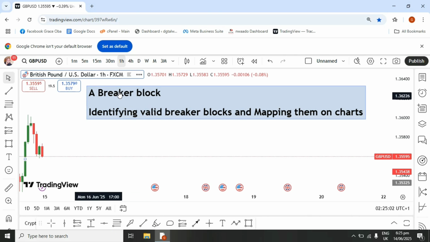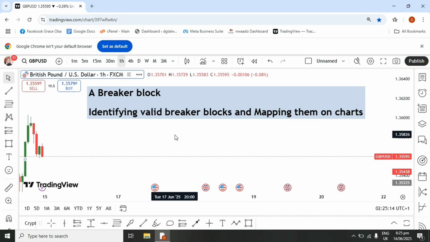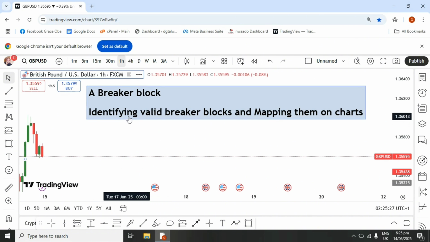Now, let's start by defining a breaker block, right? A breaker block is simply a failed order block. Just take it that way. That's a simplified definition. It is a failed order block. We'll also be discussing how to identify valid breaker blocks and how you can map them on charts.